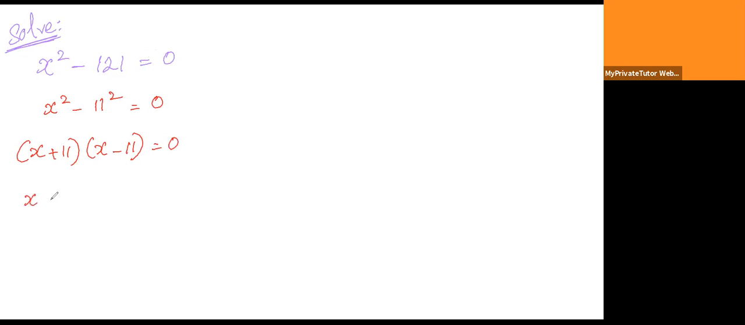So just equate each factor to zero separately. And what is the value of x? Minus 11 comma plus 11. I hope everyone understands.